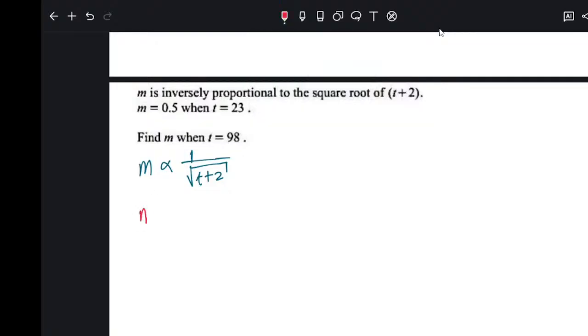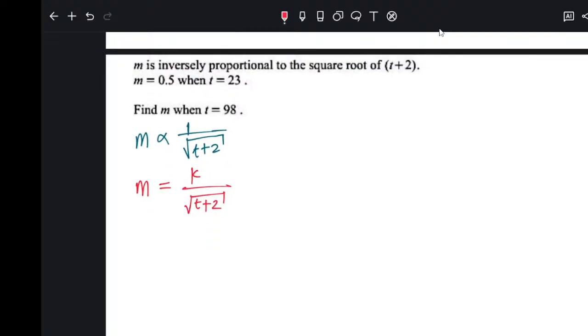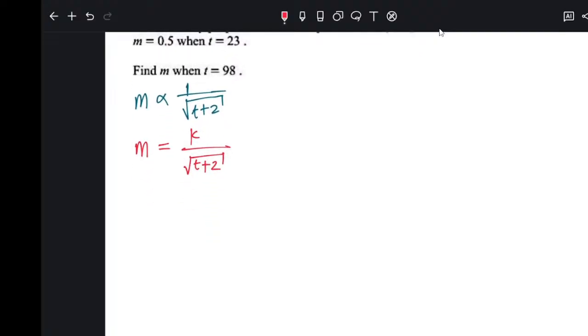Then now, what do you do as your next step after putting this? You put an equal sign. When you put an equal sign, what's the rule? Bring in k. So you put k at the top. If it's a fraction like this, k goes on top, root of t plus 2. Okay? It's just multiplying, so it's the same as that other part. So nothing changes. K multiplies the right-hand side.